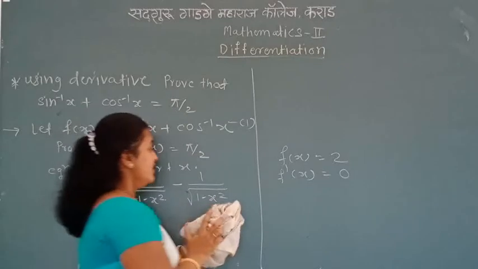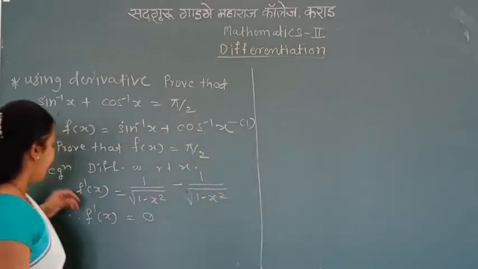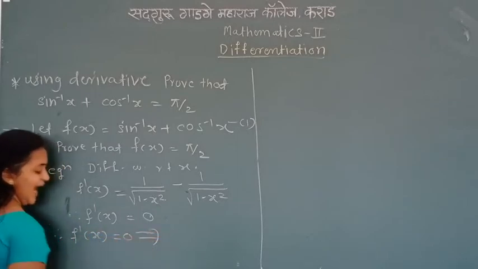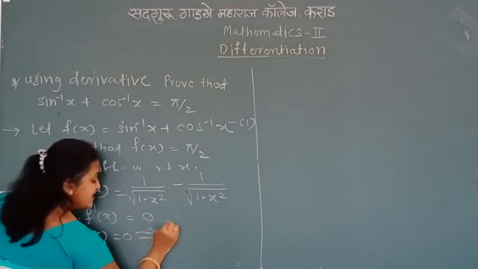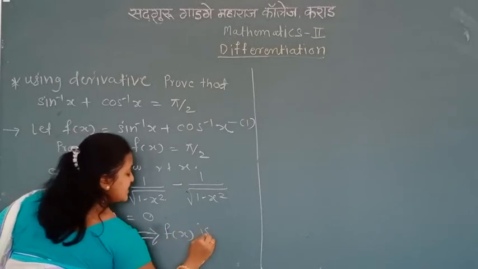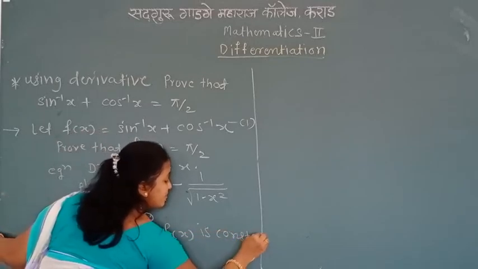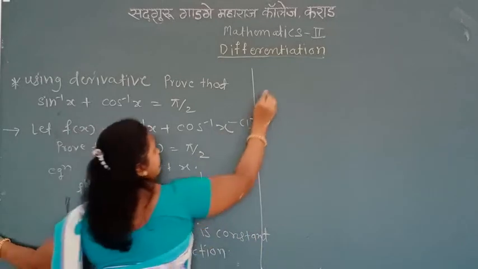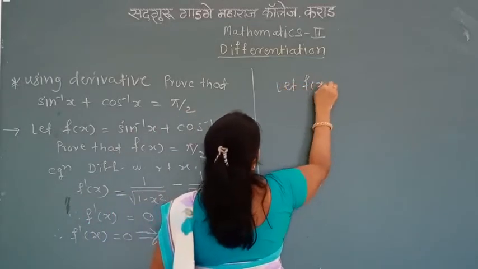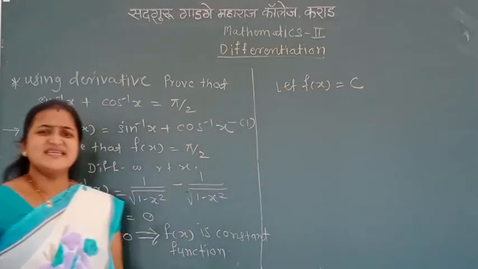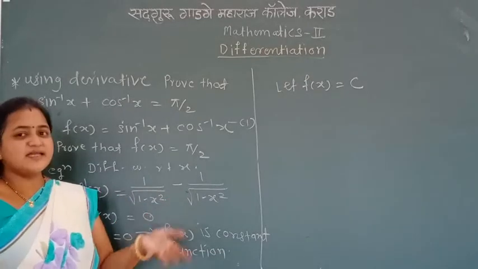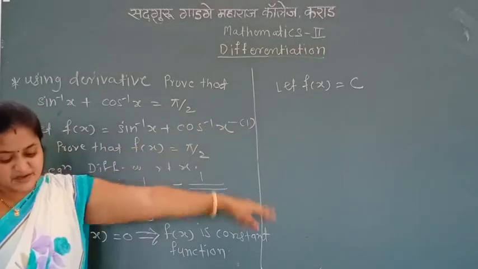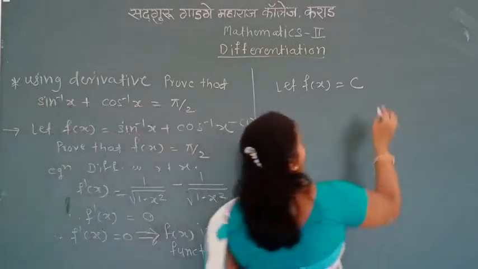So we clearly see here, if f dash of x is equal to 0, this implies f of x is a constant function. Which function? Constant function. Let us consider here f of x is equal to c, where c is any constant. 1 भी हो सकता है, 2 भी हो सकता है, कोई भी फंक्शन टर्म वहाँ पे हो सकता है. So f of x is equal to c for any value of x.